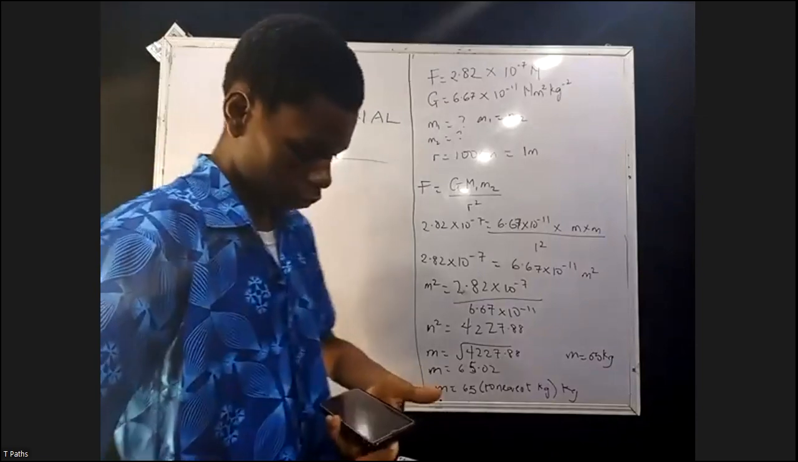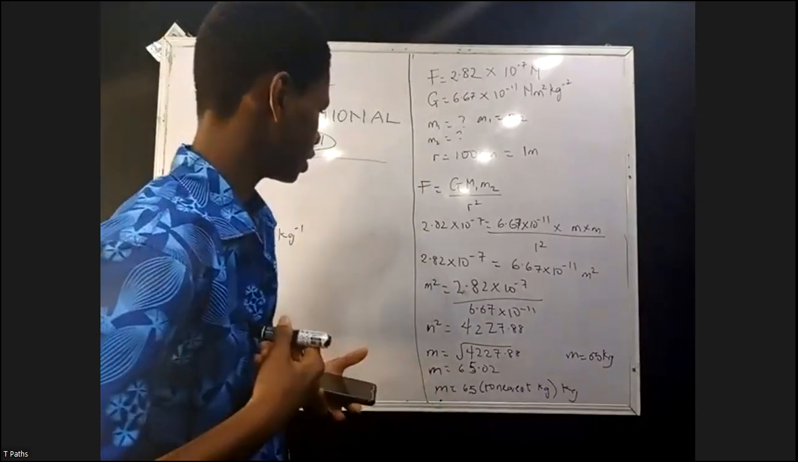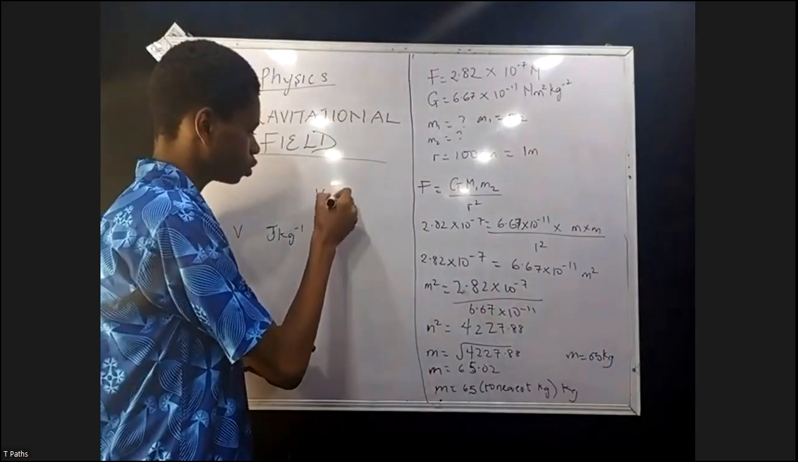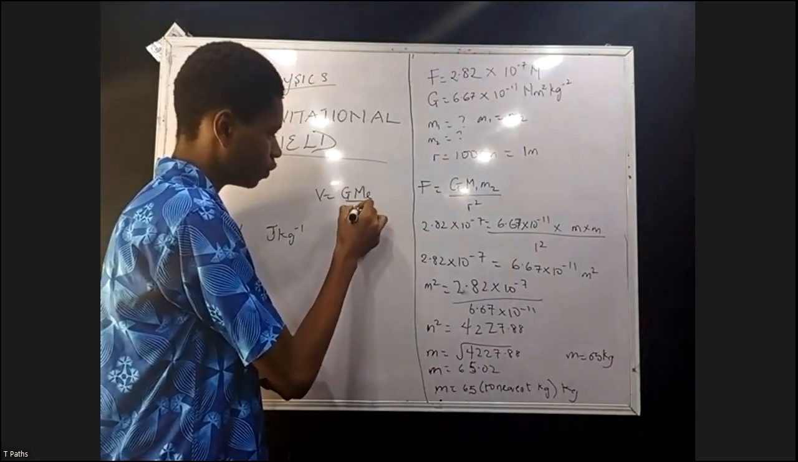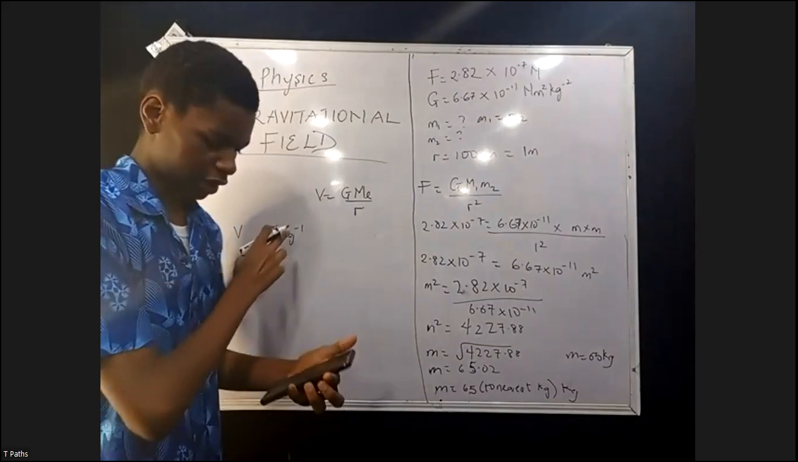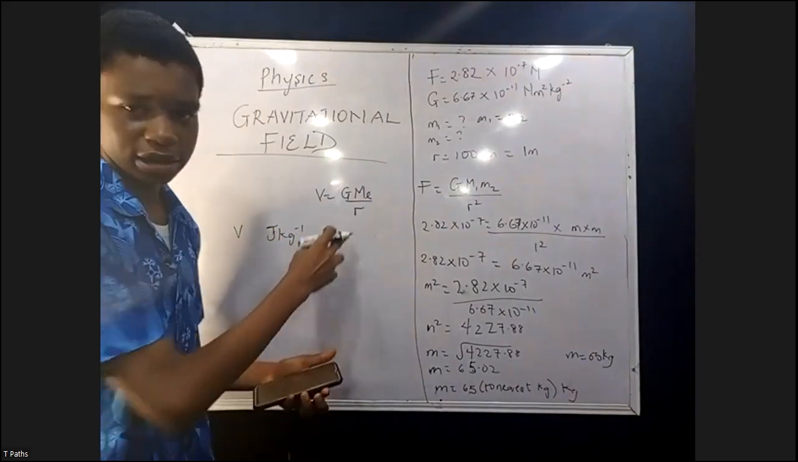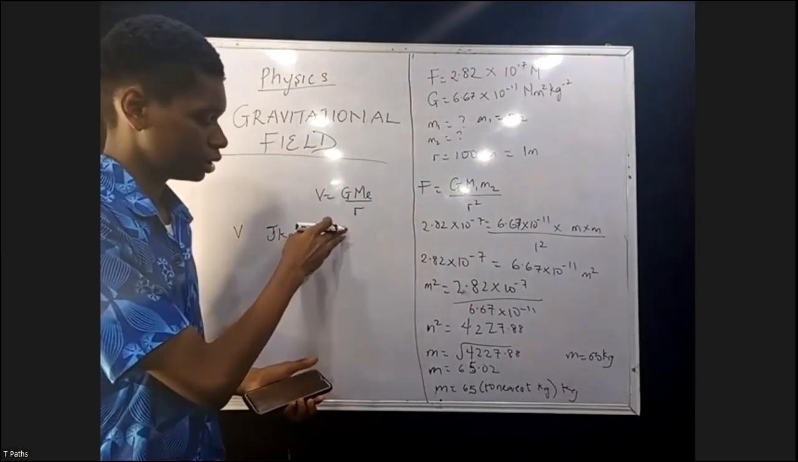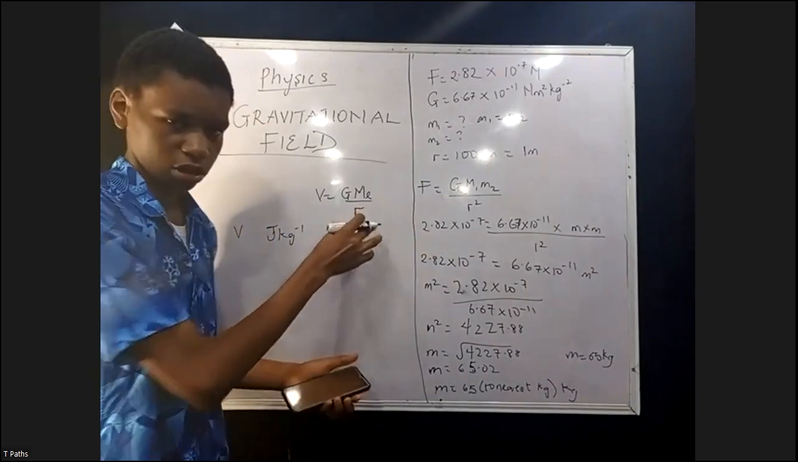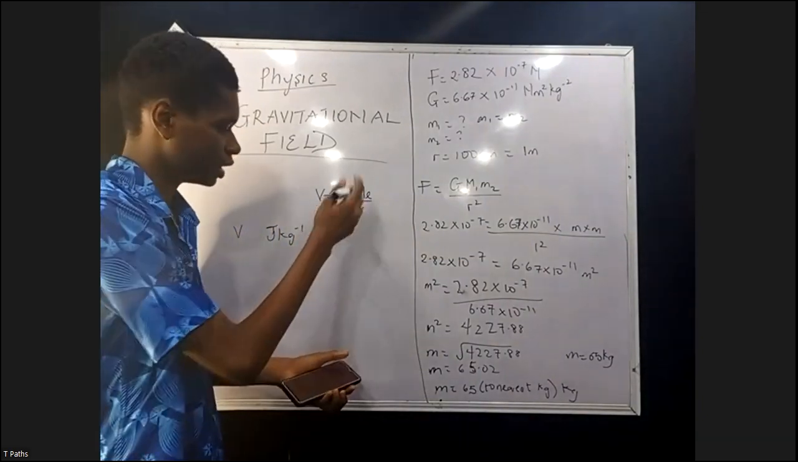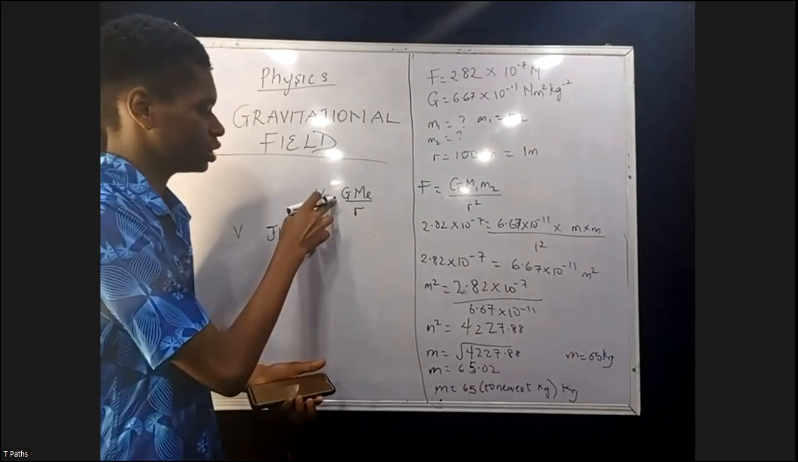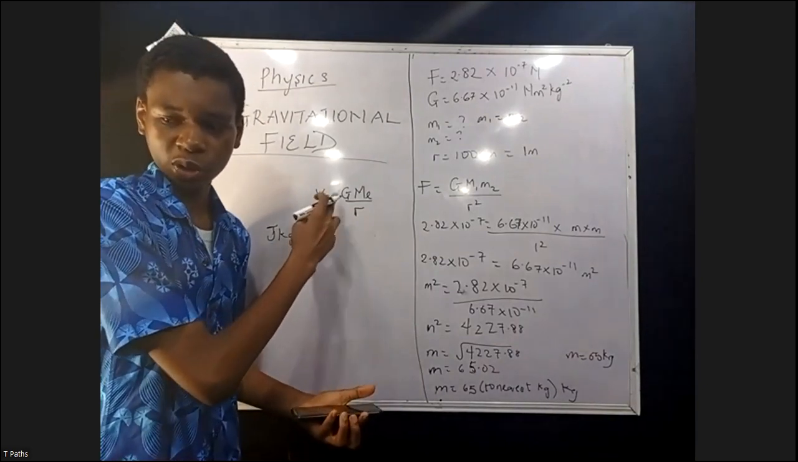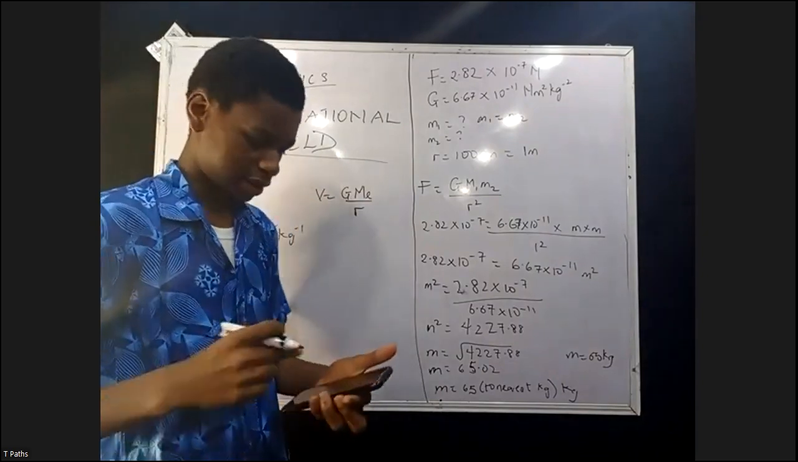Now gravitational potential is represented with a formula. V equals G ME over R, where ME is the mass of the Earth, while R is the distance between the point and the center of the Earth. V is your gravitational potential, G is the universal gravitational constant, and ME is the mass of the Earth.